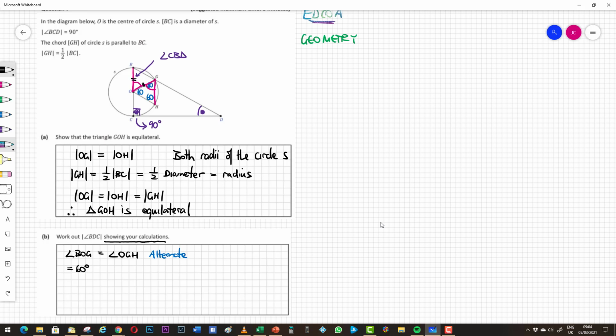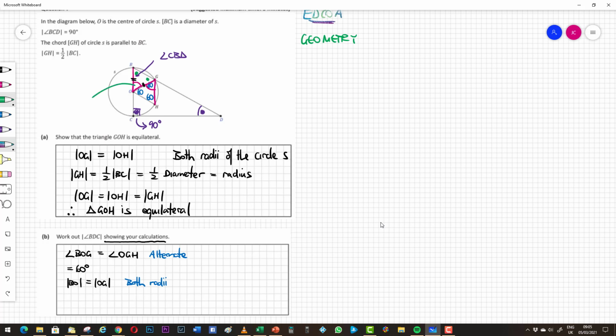The next thing I'm going to do is I'm going to say that BO is equal to OG. So BO is equal to OG. And the reason for that is because they are both the radii, or the radius of the circle. And if those two sides are equal, it means that the base angles of that triangle are also equal. So those two green dots there, they must be the same.